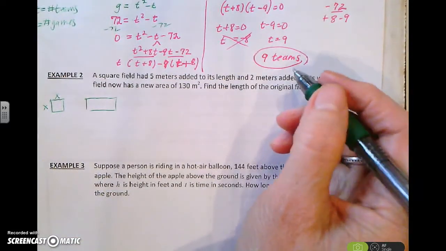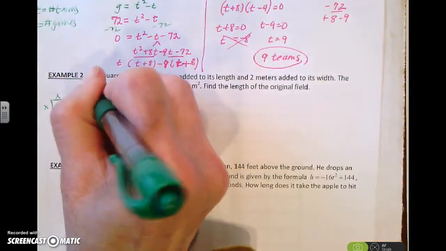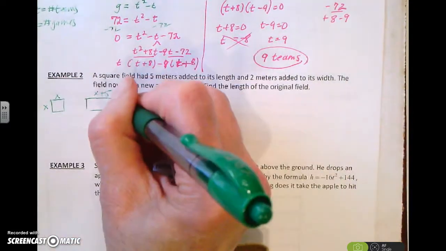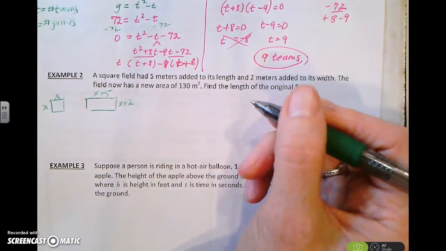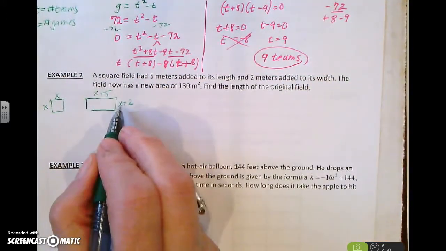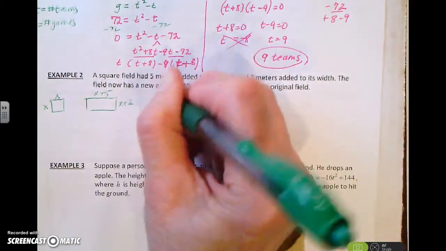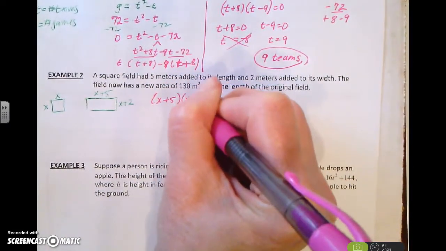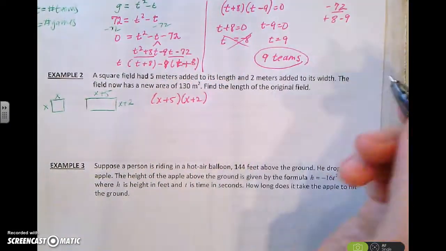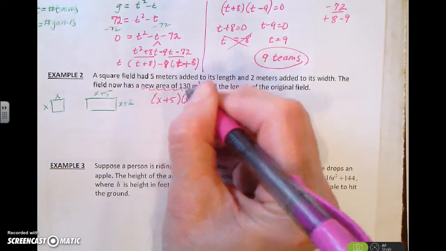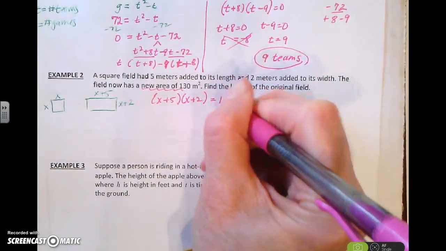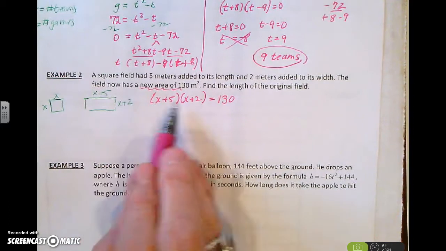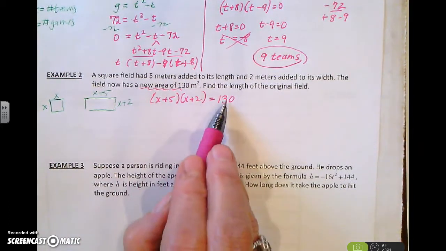So we're going to increase one length by 5. So X plus 5. And the other, 2 meters added to its width. So here we're going to add 2 and get X plus 2. So to figure the area of this rectangle, we're going to do length times width. And we will have X plus 5 times X plus 2. Now that's going to be my area. And it says that this new area is 130. So we're going to put in 130. So the new area, length times width, is equal to the new area 130.